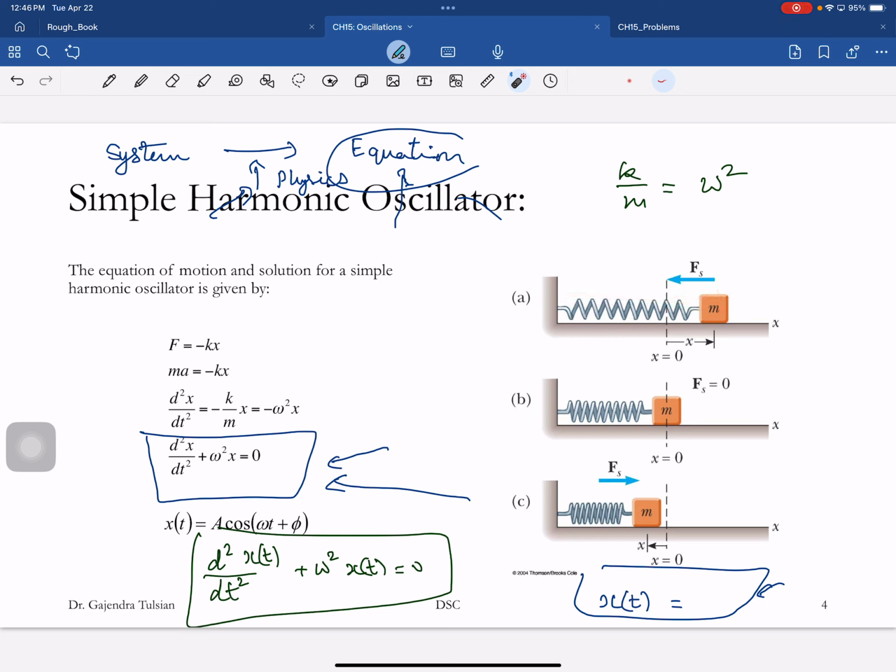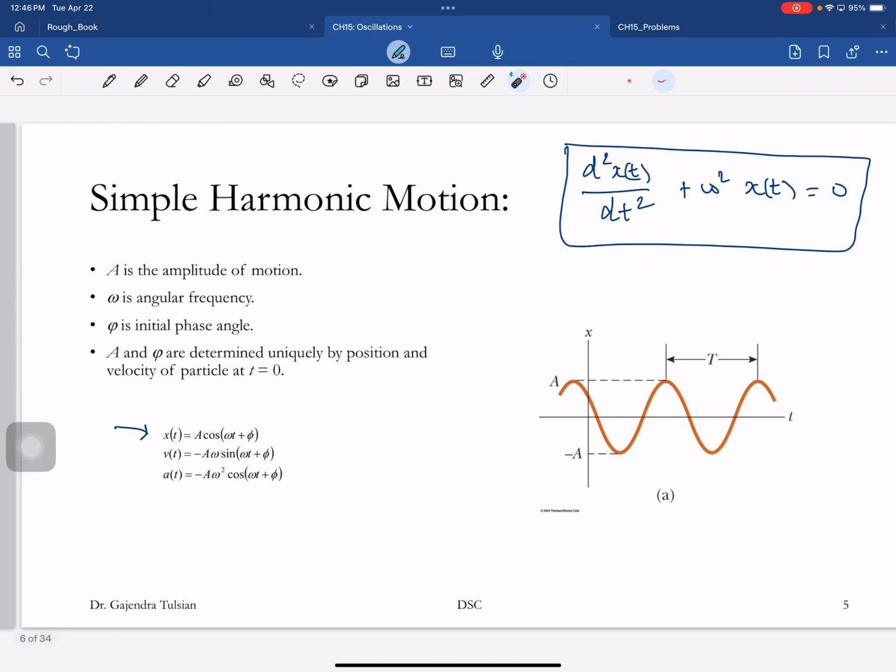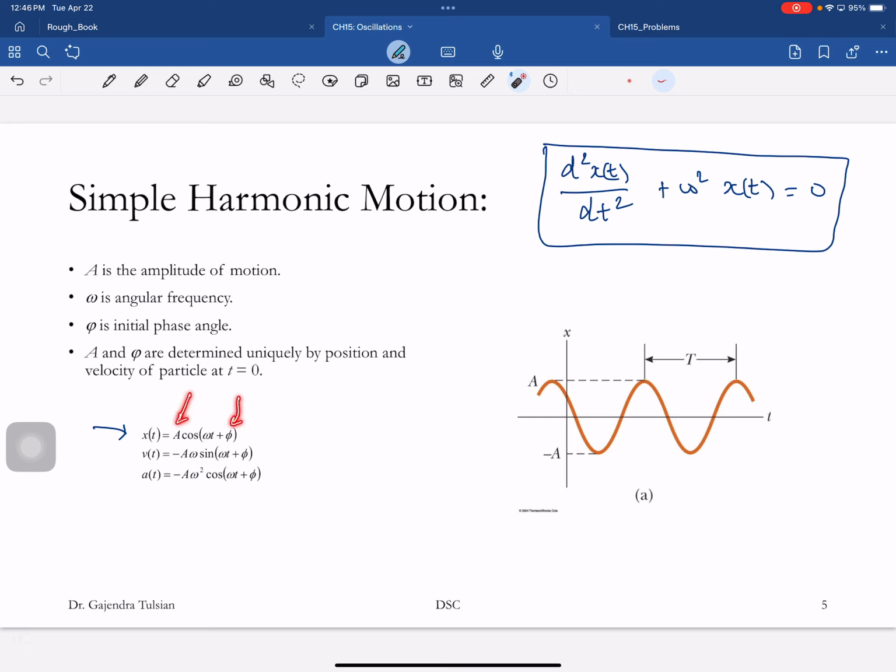Okay. So if I give it a push of 10 meters a second, it'll execute a certain motion. If I give a 5 meter per second push, it'll execute another particular motion. These two constants determine those initial conditions. Yep. Those two constants, the initial conditions determine those two constants. Okay. So here's the rule. If you have a second order differential equation, you will have two constants that are determined by initial conditions.